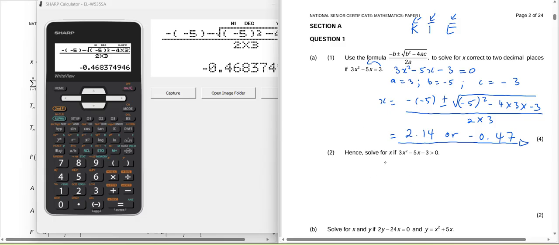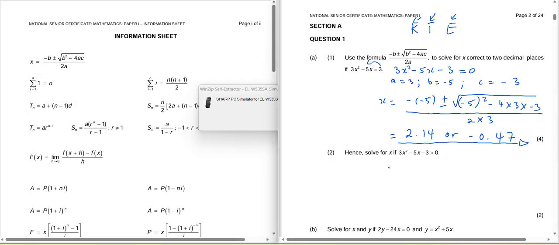The second question is asking hence. Now whenever you see hence, try to see if you can use the previous result that you have. Solve for x, whereby we have this part greater than 0. It looks similar to what we had in this state. It's just that instead of an equal sign we have greater than 0. Now that is okay. And then what do we have? We need to know what we're dealing with. That is a quadratic inequality.